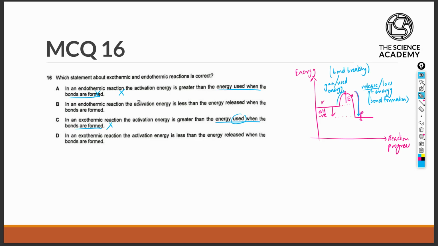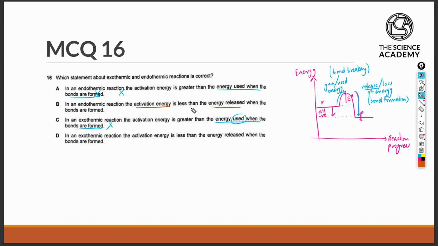Option B states that in an endothermic reaction, the activation energy is less than the energy released when the bonds are formed. So what we are comparing now is the activation energy, which is the height of this hump here, which is the amount of energy increased for the reactants, and the energy released when bonds are formed, which is the height of this section from the peak of the hump to the product's energy level.